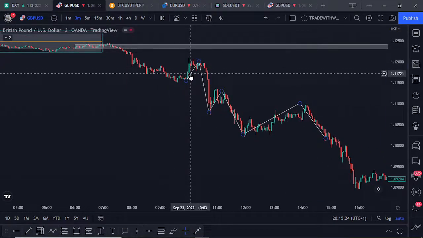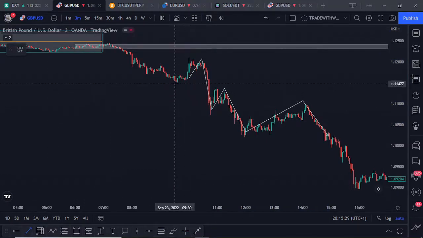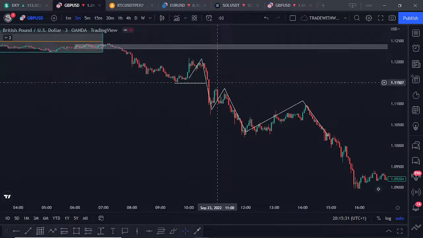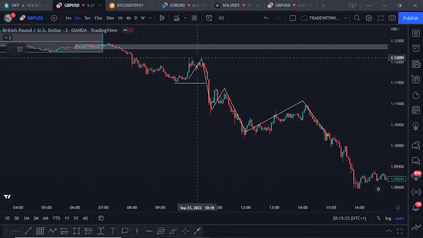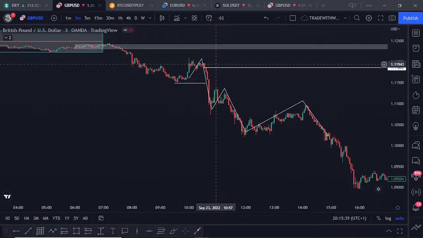But this is what I do when I see a break of structure. You can see there's a break of structure here, right? What do I want to do? I'll lock my profits exactly on the supply or demand zone. You understand? So I'm locking my profits here, but now this is dangerous.